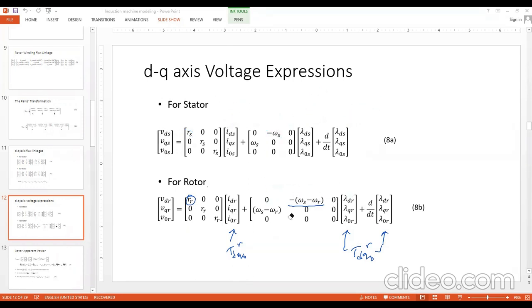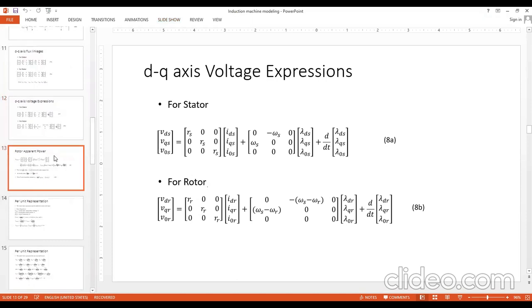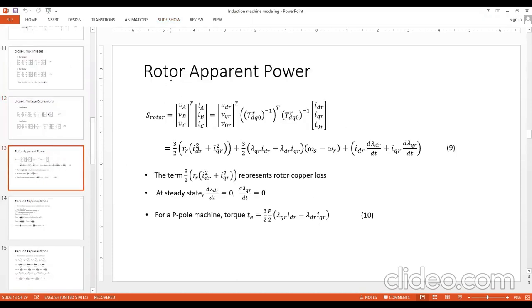Okay, so after you apply all these transformation matrices and their inverses, you should get equations 8A and 8B as presented here. Once you get it, the next job is to go for the apparent power expression. So the rotor apparent power is simply, as we used earlier, the generic expression. Remember, the rotor apparent power means how much power you are actually getting into the rotor through electromagnetic induction. Remember, we are only applying power because it is an induction machine. We are not applying any electrical input directly into our rotor body.